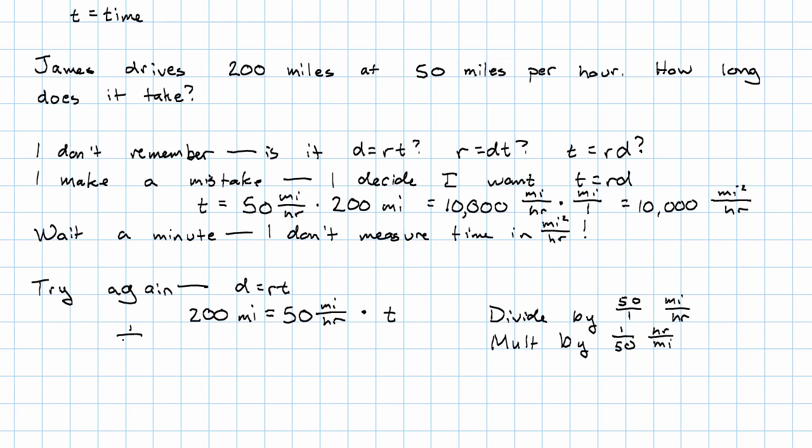So 1 over 50 hours over miles times 200 miles over 1 is 1 over 50 hours over miles times 50 miles over hours times t. 1/50th and 50 cancel out. Hours over miles and miles over hours cancels out. I'm just left with t on the right.